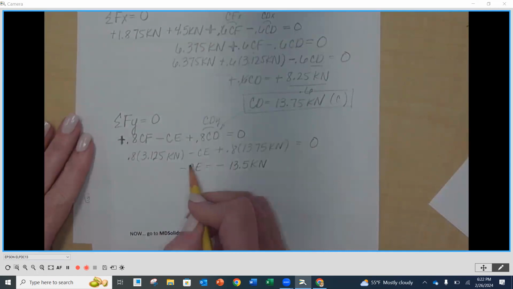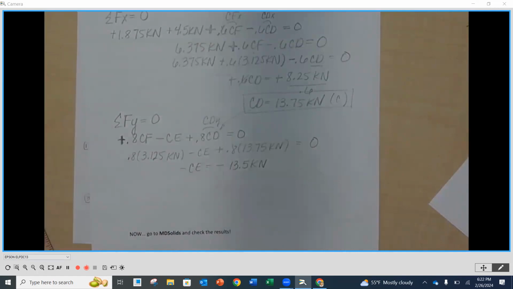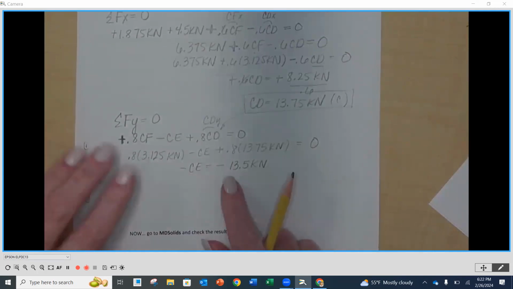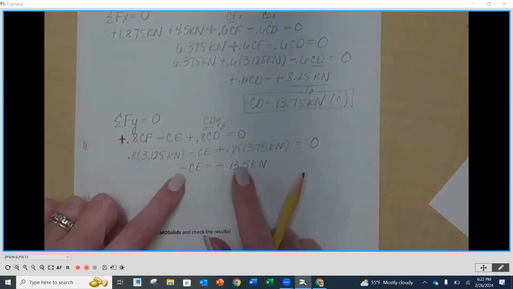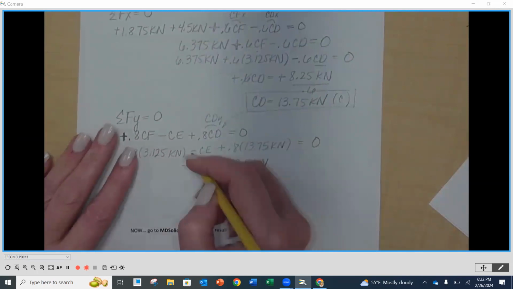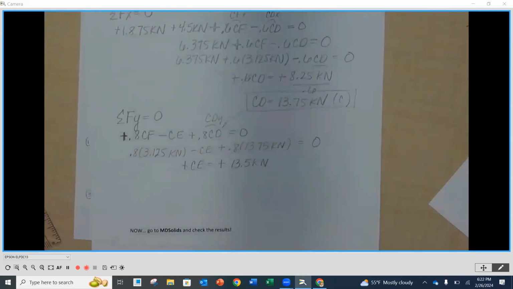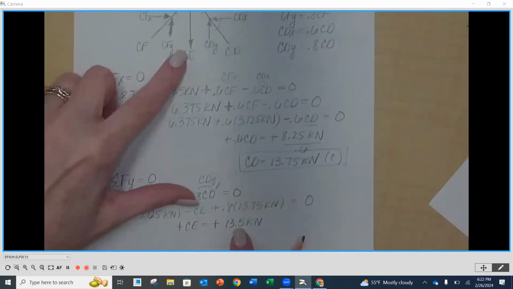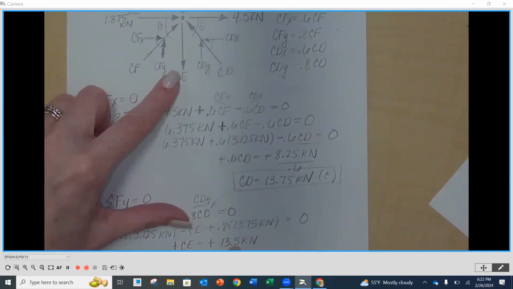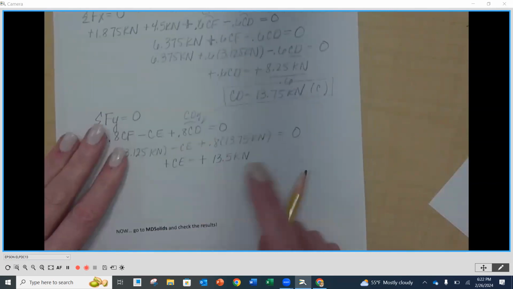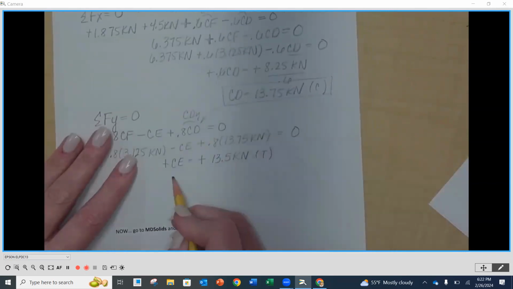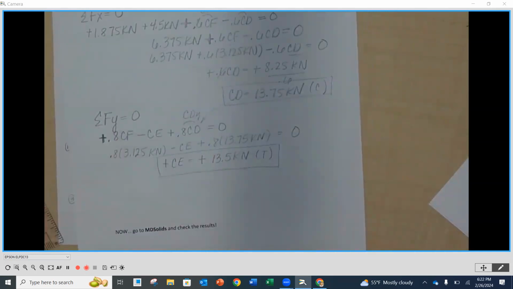So once you combine on the left-hand side, you're going to get a positive 13.5. You push it to the other side, it becomes negative. So negative CE is equal to a negative 13.5. They both become positive. CE is pulling away, tension or compression? Tension, yep. And we put a box around that answer. So good.